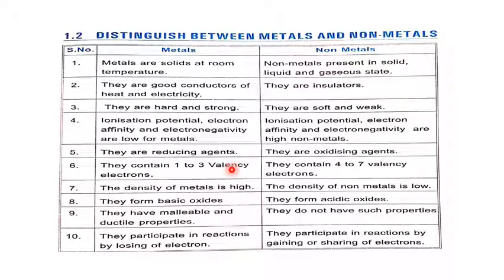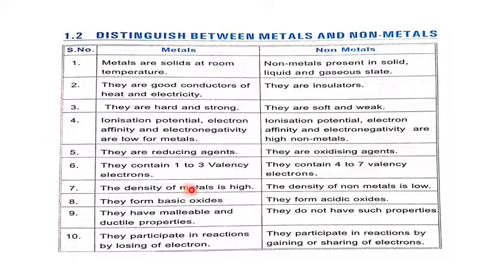Next, they contain 1, 2, 3 valency electrons. That means when metals participate in chemical reactions, they lose 1 to 3 electrons. Similarly, when non-metals participate in chemical reactions, they gain 4 to 7 electrons. So metals contain 1, 2, 3 valency electrons, and non-metals contain 4 to 7 valency electrons.